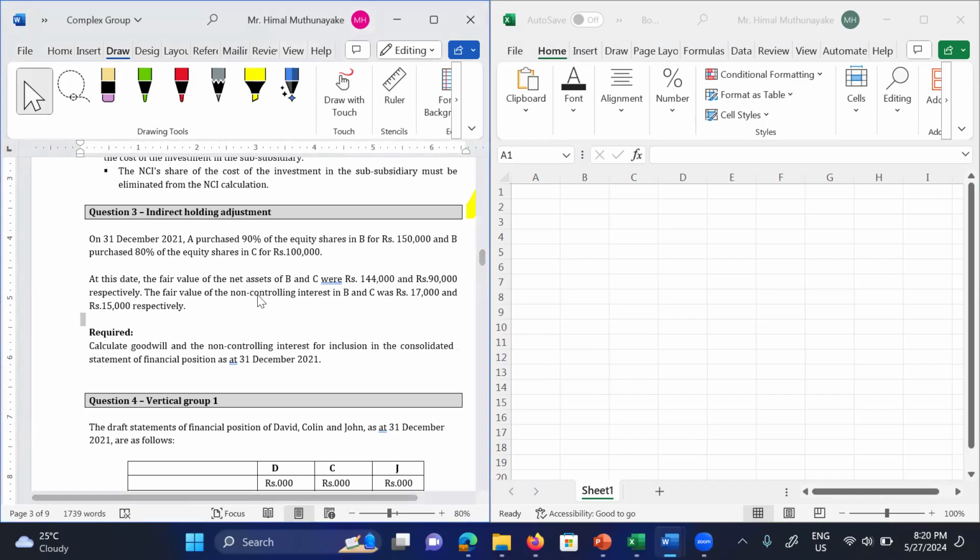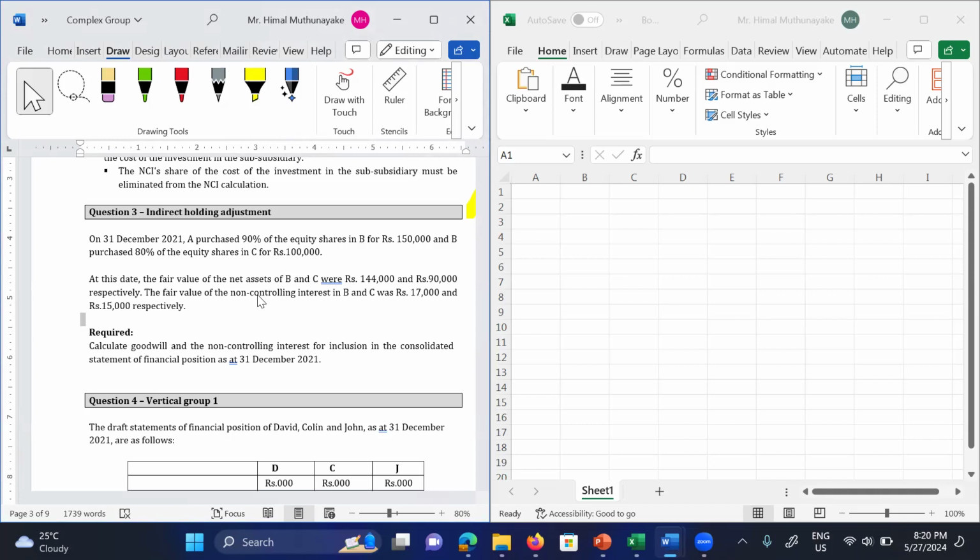Let's read question number 3. On December 31st, 2021, A purchased 90% of the equity shares in B for rupees 150,000 and B purchased 80% of the equity share in C for 100,000. At this date, the fair value of the net assets of B and C were 145,000, 44,000, and 90,000 respectively. The fair value of the non-controlling interest in B and C was 17,000 and 15,000 respectively.